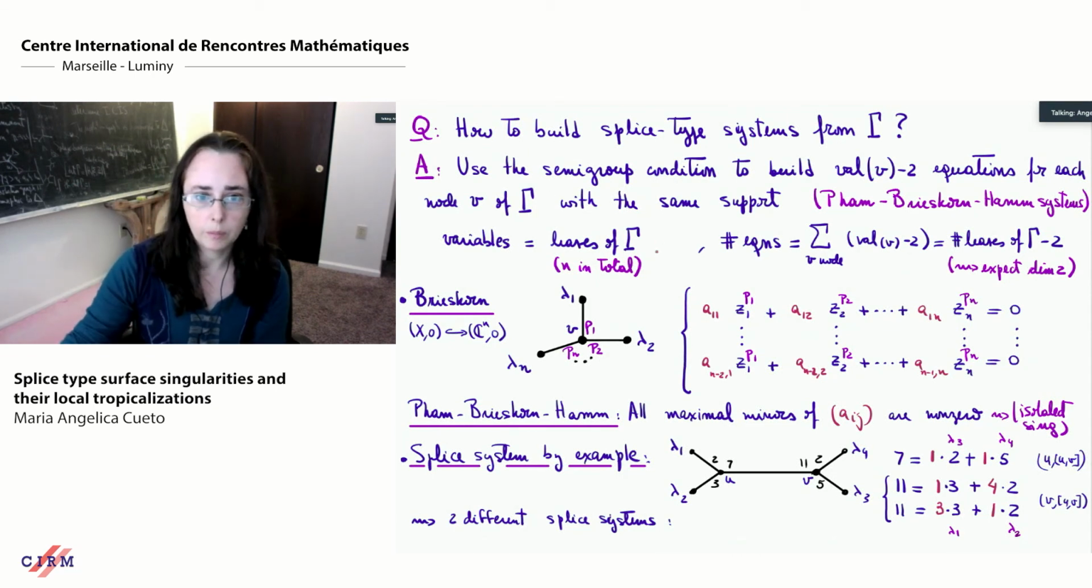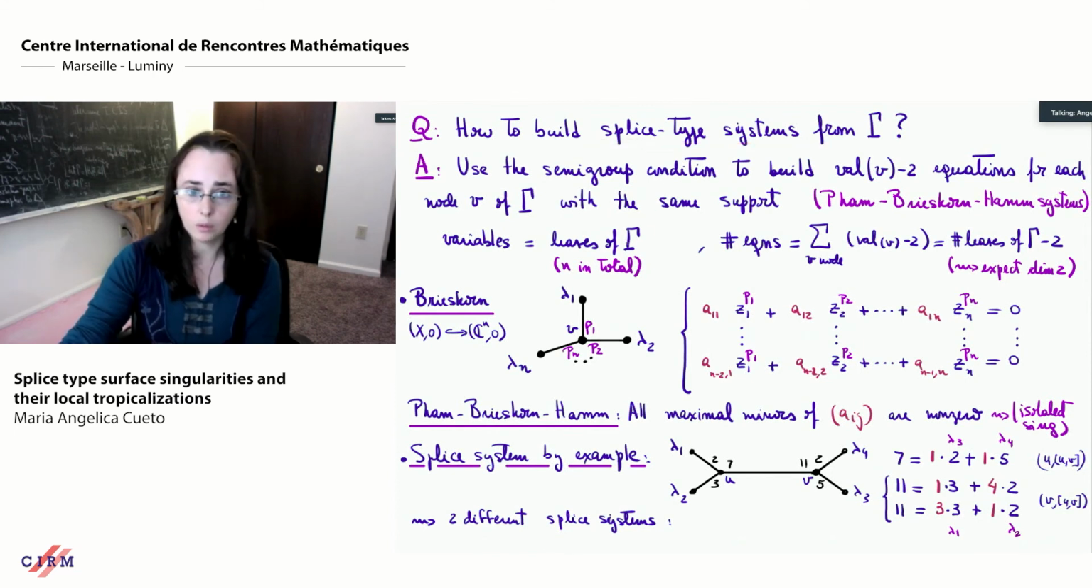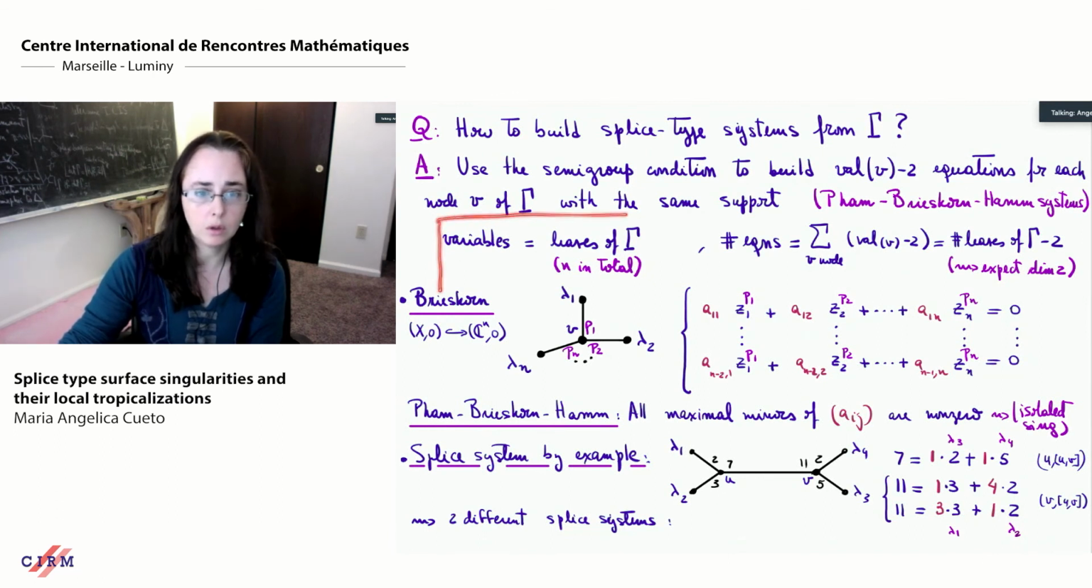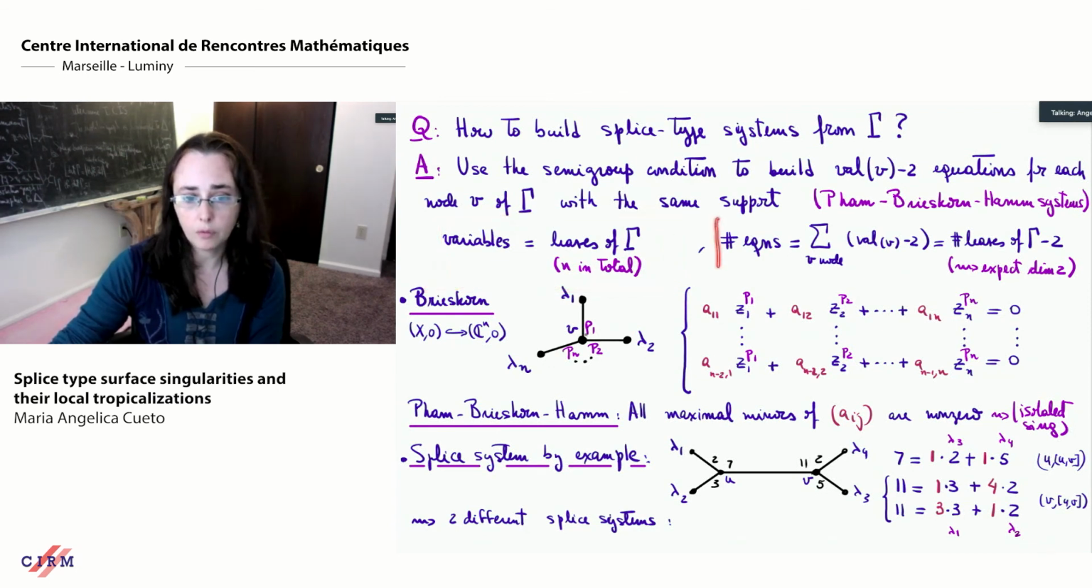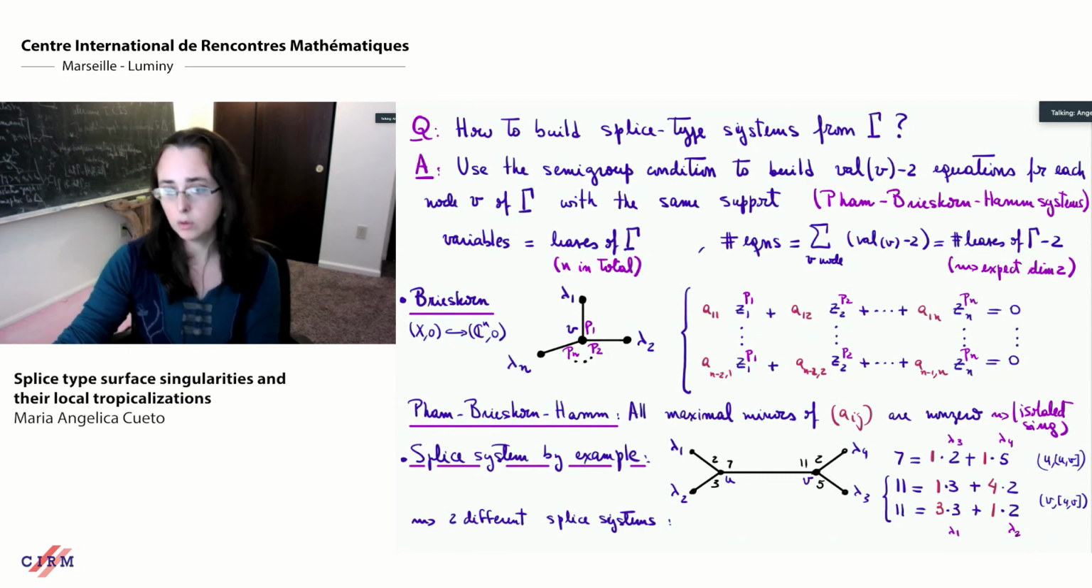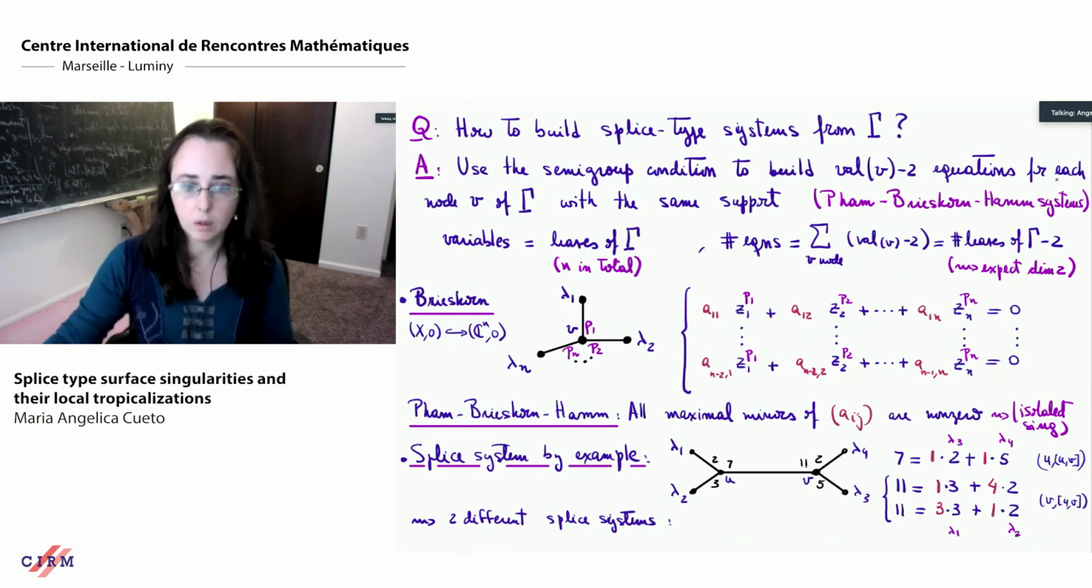So the idea of these splice-type systems developed by, as I mentioned, Neumann and Wall, is basically to do the same construction. The variables are going to be encoded by leaves. And then for each node in my graph, I'm going to have a number of equations. How many? Valency minus 2. And if you add the number of equations, summing over the nodes of your graph, in the end you get the total number of leaves minus 2. So that's going to lead to the expected dimension 2, namely a surface.